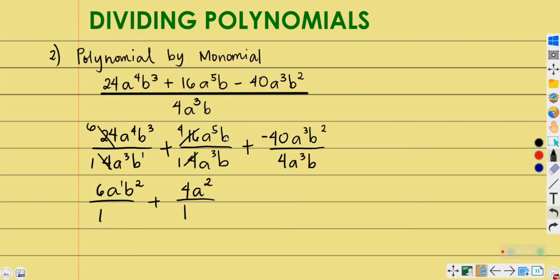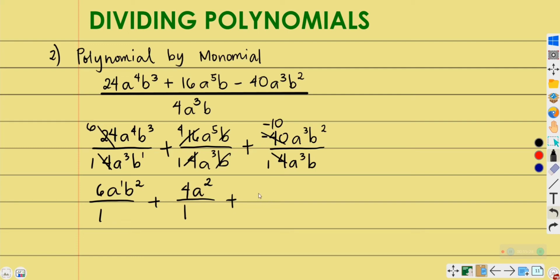And then, since parehas pong b yan, b raised to 1 divided by b raised to 1, cancel na po. So, wag nyo na isulat dito. Cancelled. And then, plus negative 40 over 4. So, ang GCF niya ay 4 pa din. So, negative 40 divided by 4 is negative 10. And then, 4 divided by 4 is 1.